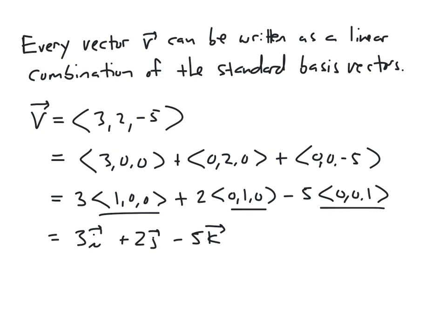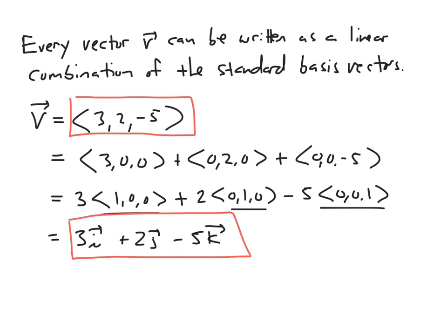And notice that this could go the other direction as well. If I had 3i plus 2j minus 5k, I could go right back up through this slide and find the component form of this vector as well. So these are just 2 different ways that we can write vectors. And notice that the same numbers are used. It's just a question of whether we want to just include the coefficients in the appropriate order.